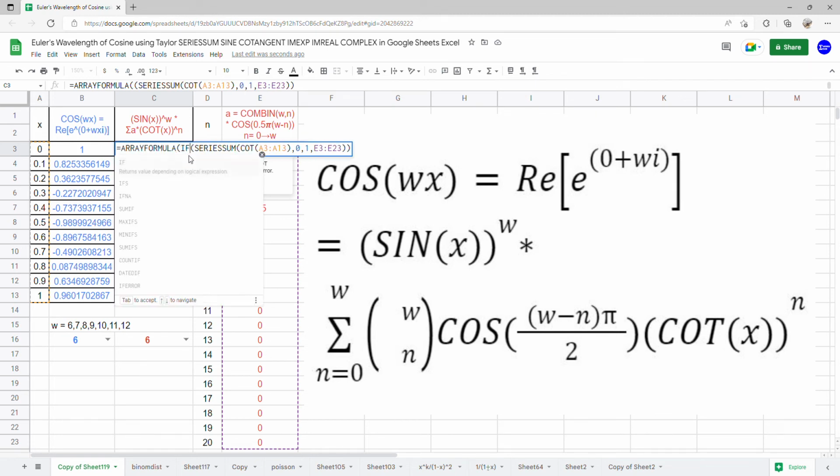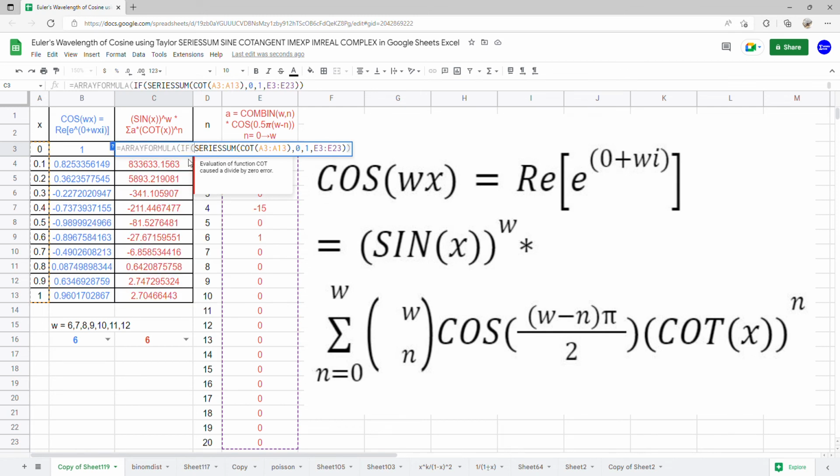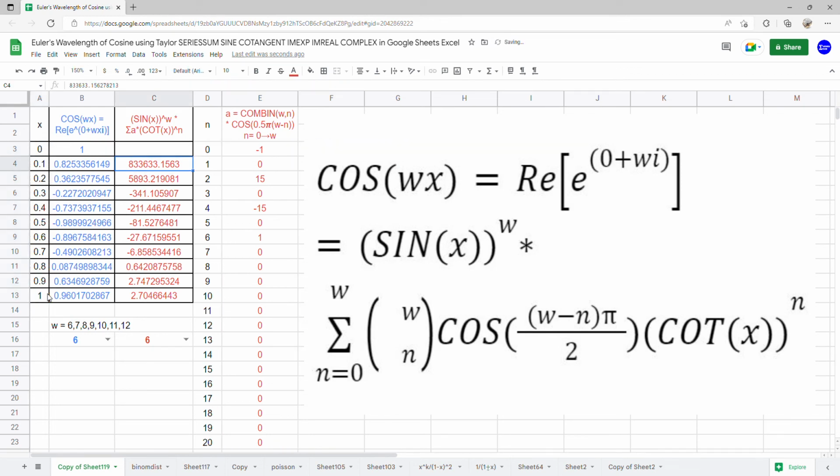We'll correct this with an if statement. If x equals 0, then 1. Otherwise, calculate. Now it's corrected.